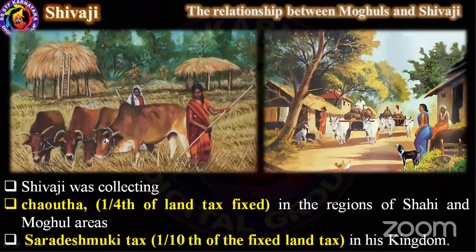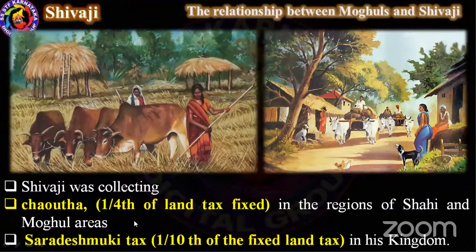Shivaji was collecting two types of taxes from his people. One is chout, and the second is Sardeshmukhi. Chout means one-fourth. It was a land tax, and Sardeshmukhi is also a land tax. These two were the important taxes collected by Shivaji. The one-fourth chout tax was collected in the regions of the Shahi and Mughal rulers.